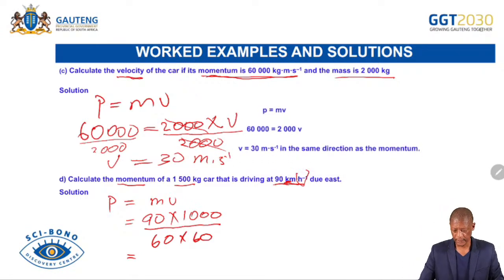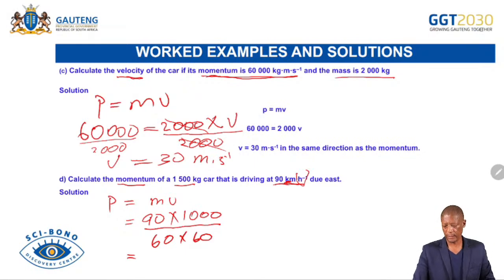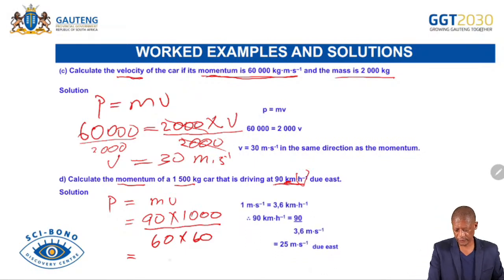Now I want to move fast. This is the verification of number 1. This is the verification, which is 25 meters per second.